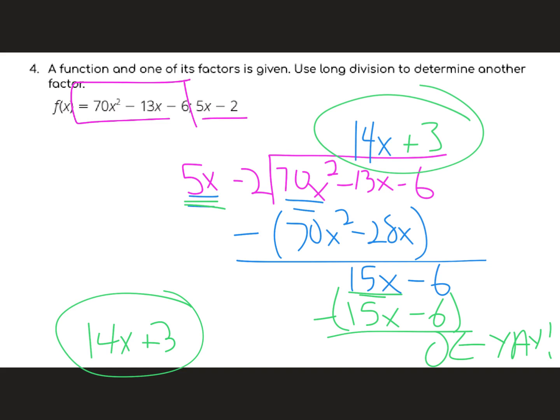If we had been asked for the 0, we would set that equal to 0 and be negative 3/14. And this quadratic here would have zeros at negative 3/14 and 2/5. But that is not what we are asked. We are simply asked for the factor, which is 14x plus 3.